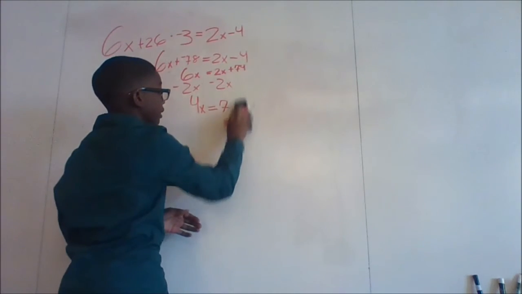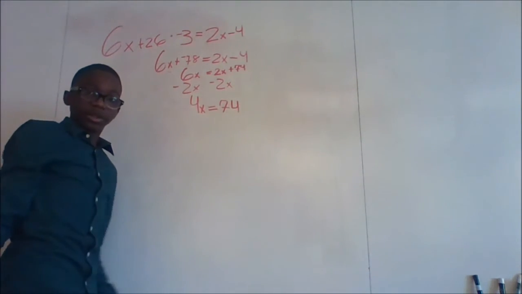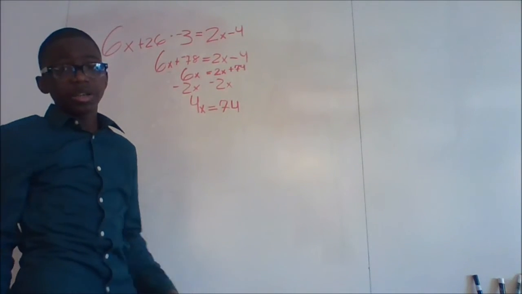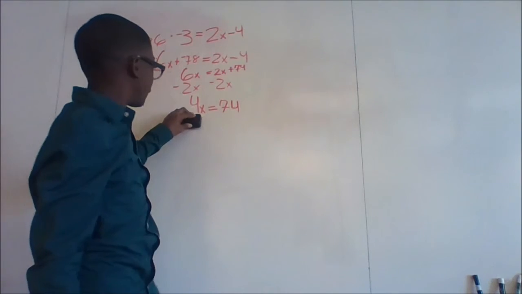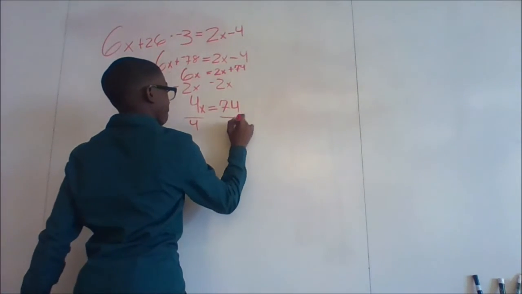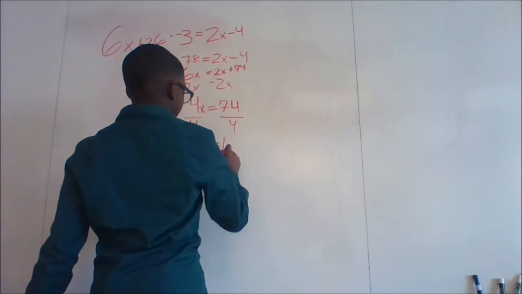Now you may be looking and thinking, well, that doesn't divide evenly. Every time that you simplify x, it's not going to divide evenly. So our next step is to divide each side by 4. And when you do that, you will end up getting x is equal to 18.5.